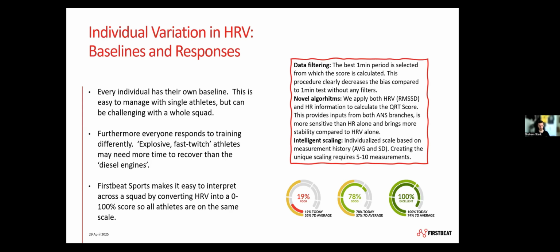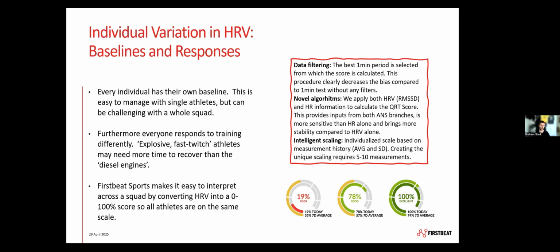In terms of heart rate variability itself, everyone has their own baseline levels, which, when you're trying to use it across a whole squad, can be tricky. That's part of the beauty of the quick recovery test within our platform, because it converts that data into the 0 to 100% scale. So although everyone has their own baselines, you're presented the data on an equal scale, so you can judge everyone the same and pick out any outliers within your group, whether they're doing really well or not as well as the rest of the group.